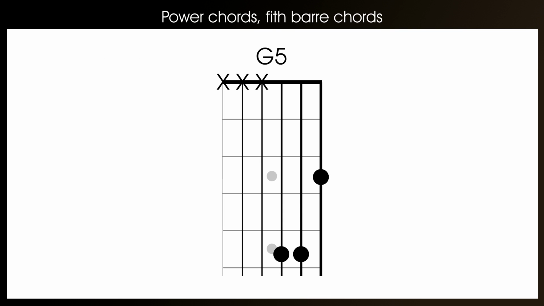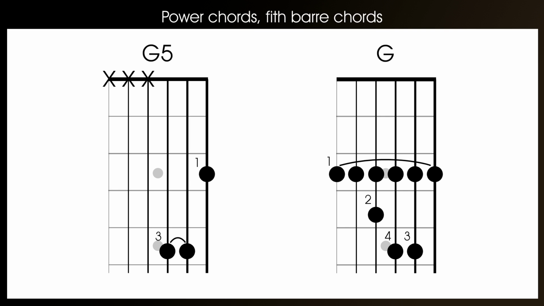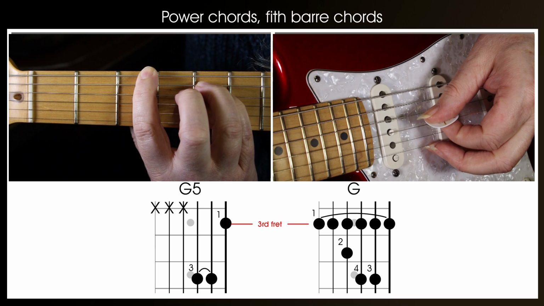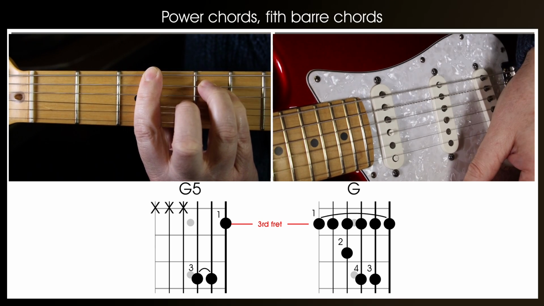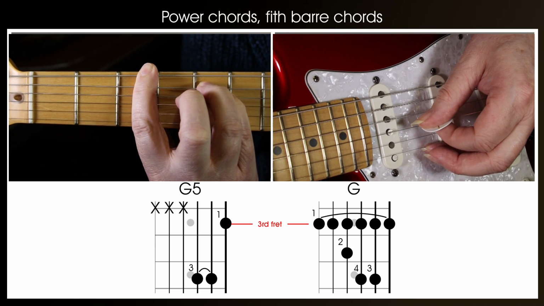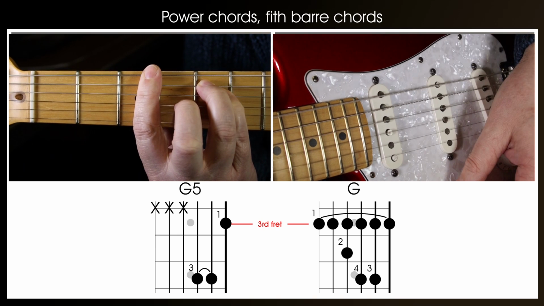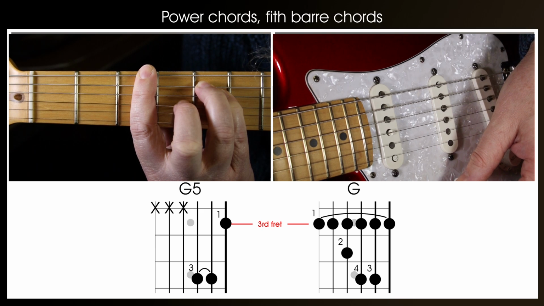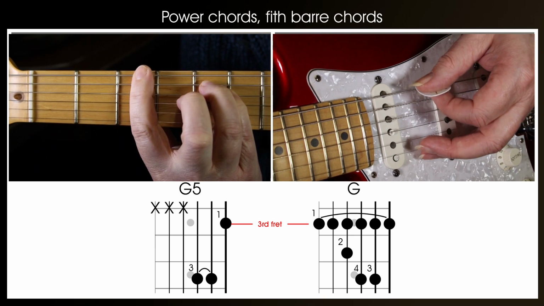Now, you'll hear if I play the power chord or the 5th chord for a G, and then I play a full G major in the bar chord position, the power chord definitely has a more powerful sound, even though it consists of fewer notes. Let's hear that again, but this time with distortion.